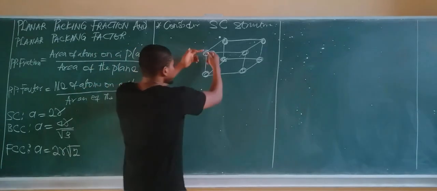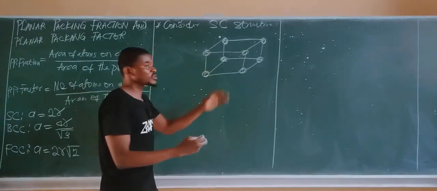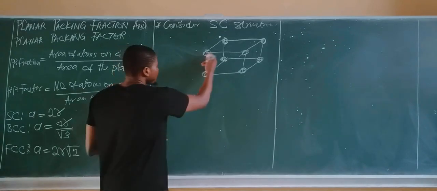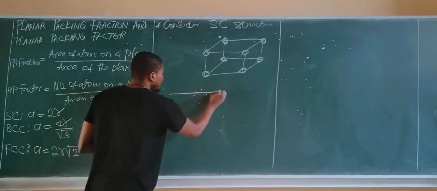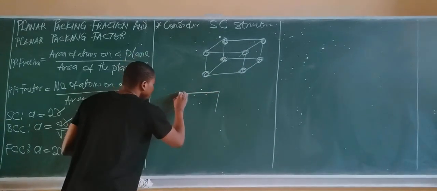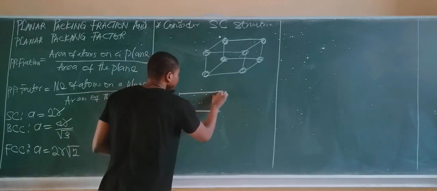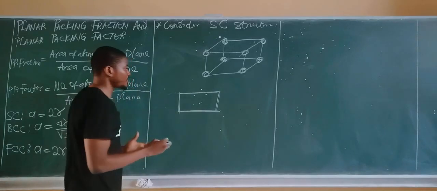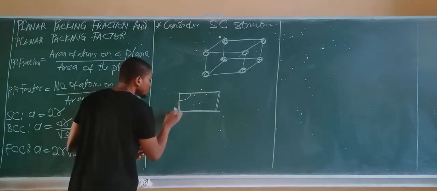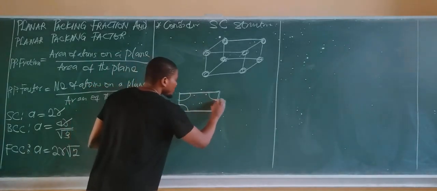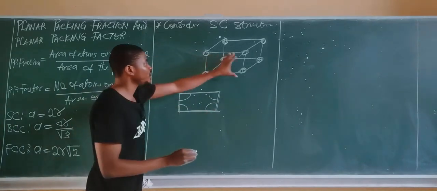So let me choose this particular plane. Of course, this is a cube, which means all planes are the same. If I pick out this particular plane, I will have something like this. So this is the particular plane I'm dealing with. Now we have corner atoms on this plane.